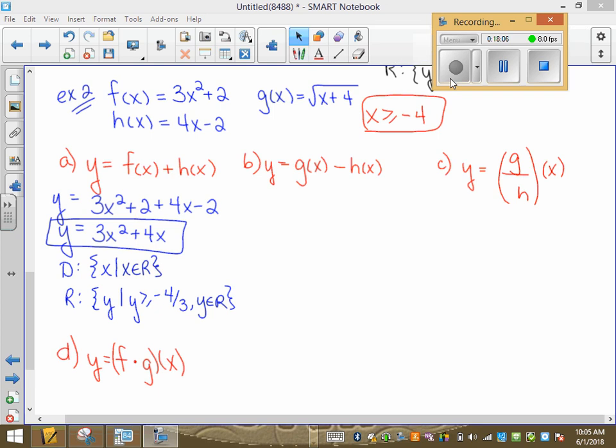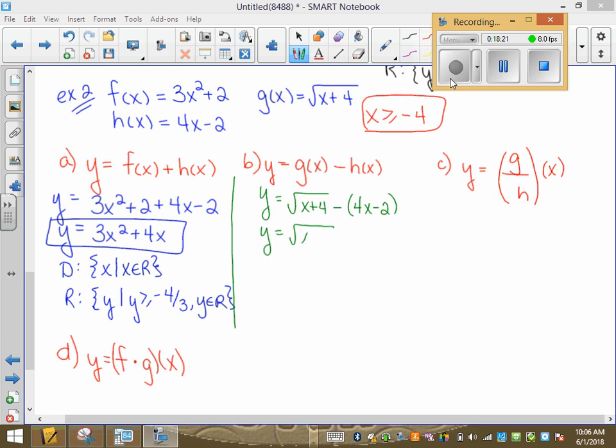Now this one is y equals g of x, square root of x plus 4, minus, I put this in brackets, 4x minus 2. The hardest part of this equation is remembering the minus sign goes to both. So your answer is square root of x plus 4 minus 4x plus 2. Type it into your calculator. Can't make it any prettier because there's no like terms.